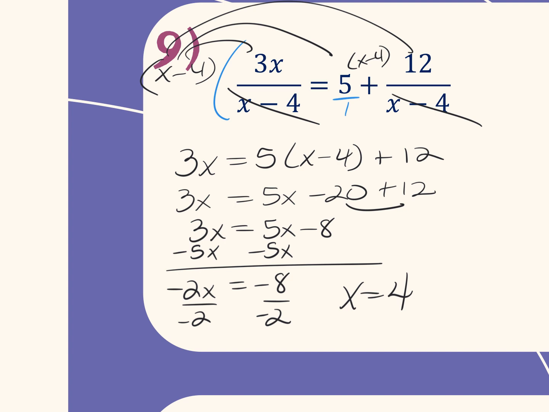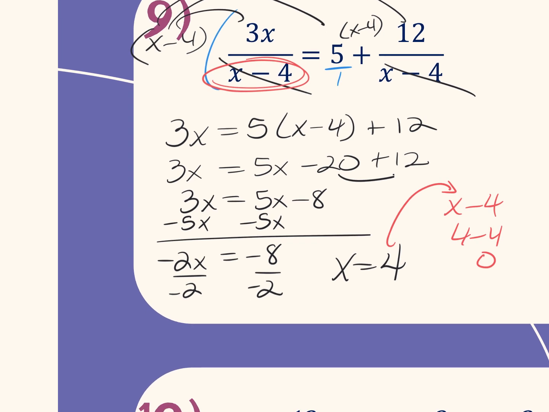We must check it. Remember, look at my denominator. It's x minus 4. Soon as I plug in a 4 there, I get 0. So this answer is no solution. 4 will make this problem undefined. So does not exist.